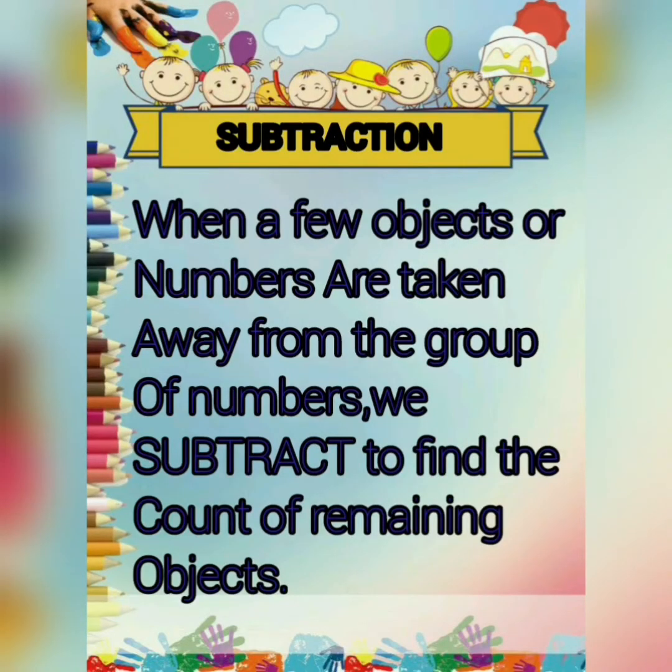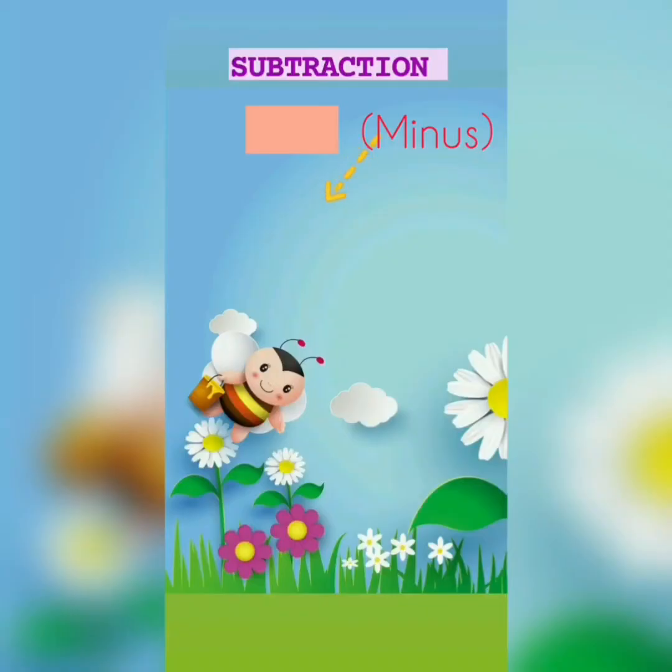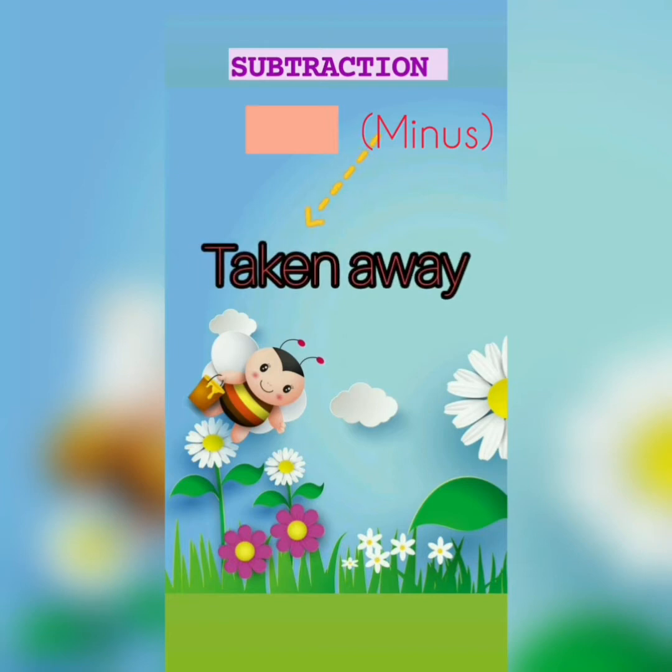Let's see what subtraction is. When a few objects or numbers are taken away from a group of numbers, we subtract to find the count of remaining objects. When we have a total number of things and we take a few away from it, what we have to do is minus, or subtract. The sign for subtraction is minus, a small horizontal line, and minus means taken away from the total.